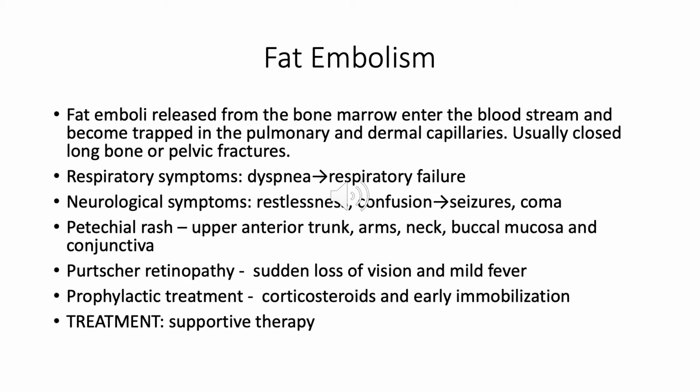This petechiae rash is on the upper anterior trunk, the arms, the neck, the buccal mucosa, and the conjunctiva. And it appears spontaneously, but then it disappears within a week. Purtscher retinopathy, which is a sudden loss of vision, and a mild fever.